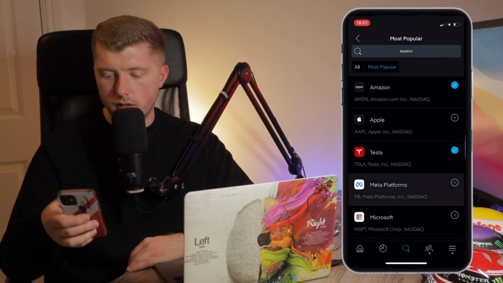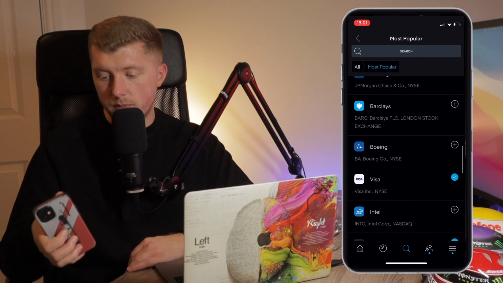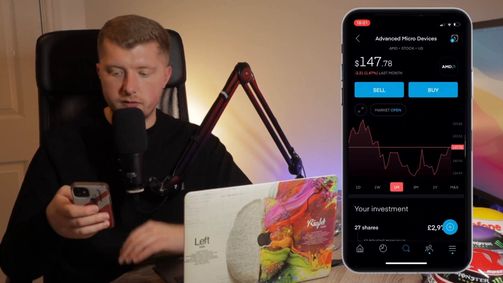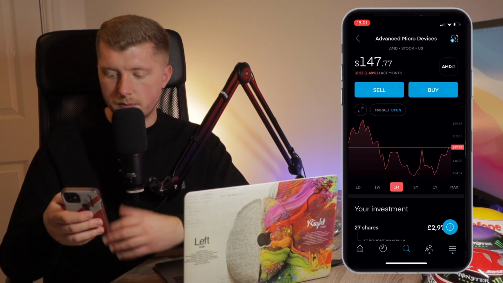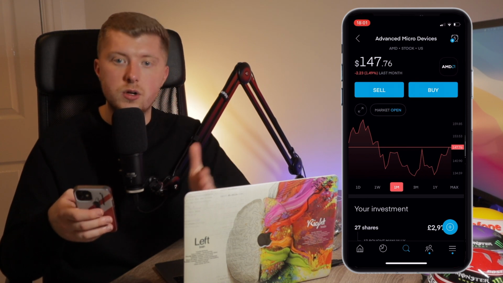So you can see all of the different stocks over on the screen at the moment. And simply to invest into a stock itself, if I just click onto Advanced Micro Devices, it's pretty simple. Because I have AMD within my investment portfolio, I have the option to sell as well as buy.